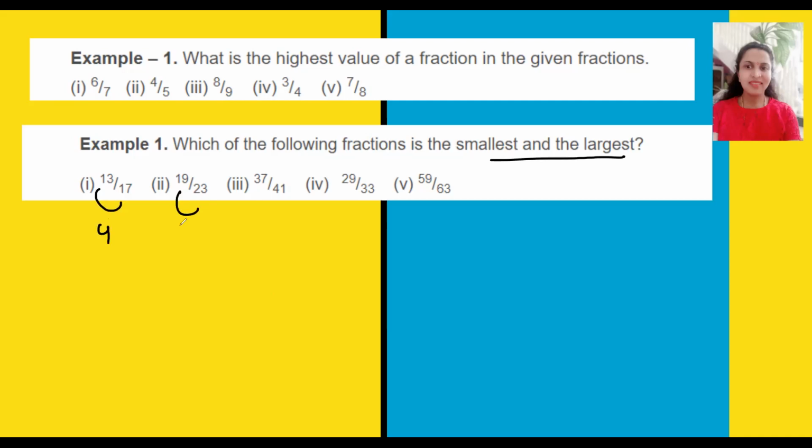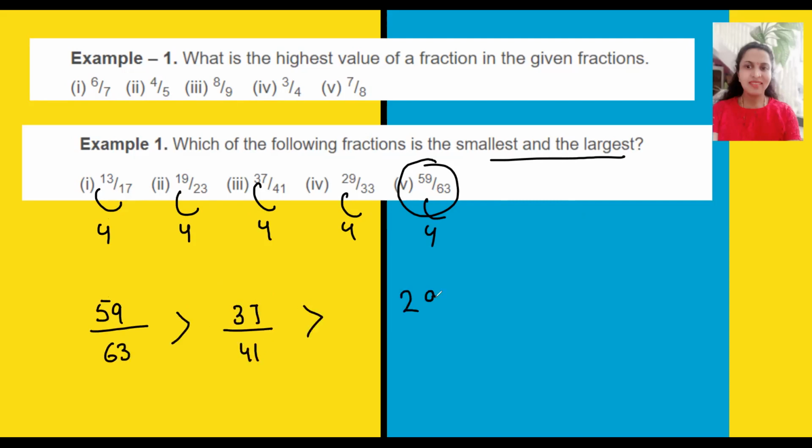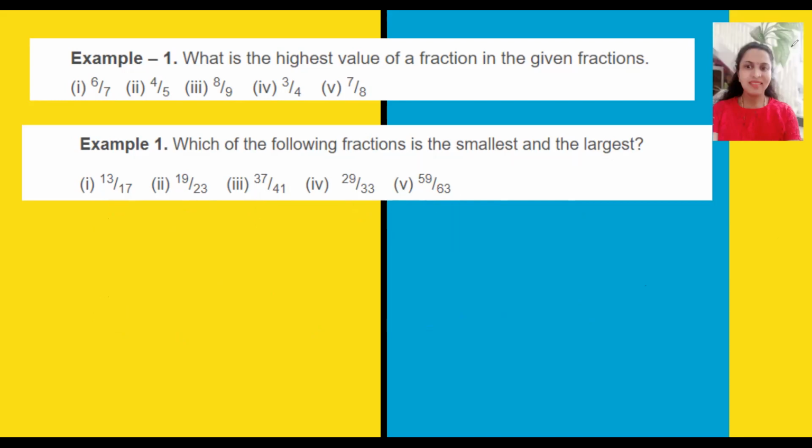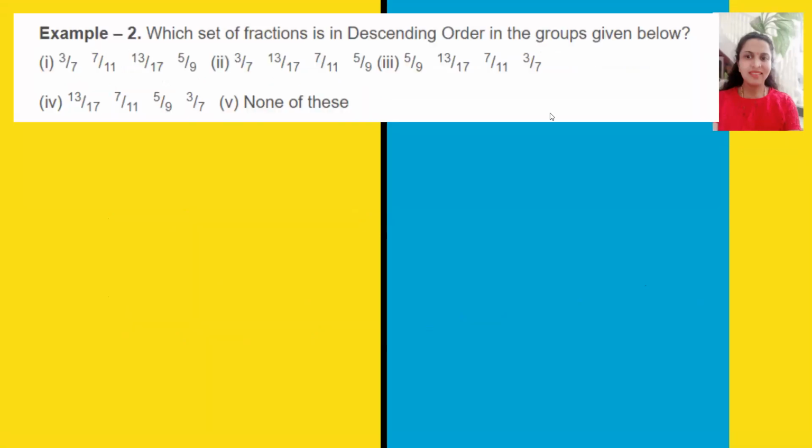Here the difference is 4, here the difference is 4, 4, 4, 4. All where the difference is 4. So what are you going to do? The largest will be the largest number and the smallest will be the smallest number. So 59 by 63, then 37 by 41, then 29 by 33, 19 by 23, and then 13 by 17. Like this you can arrange. Here also you can use the same method, and you can try this question and put the answer in the comment box.